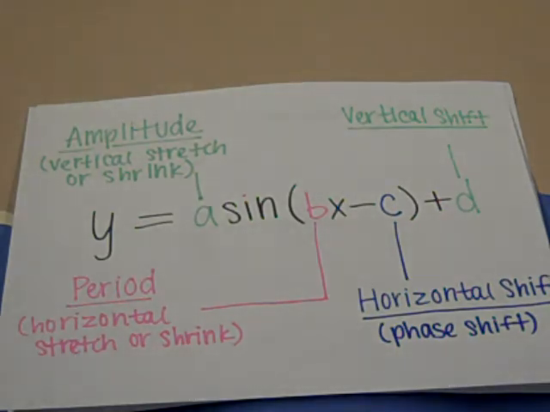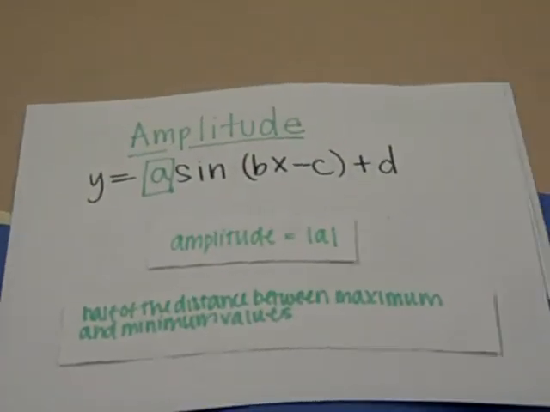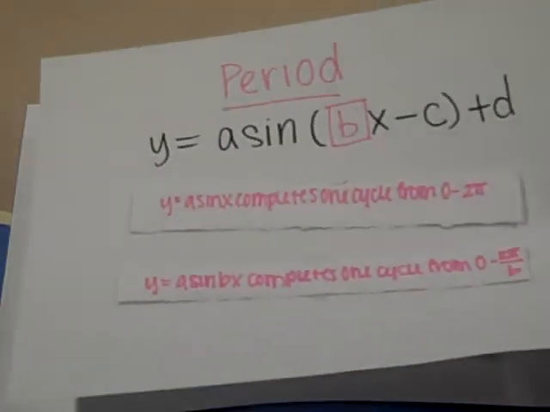The amplitude represents half the distance between the maximum and minimum values of the function and is given by amplitude equals the absolute value of a. The constant factor a in y equals a sine x acts as a scaling factor, a vertical stretch or shrink of the standard sine wave. If the absolute value of a is greater than 1, the sine wave becomes stretched. If the absolute value of a is less than 1, the wave is shrunk. This causes the range to go from negative 1 to 1 to negative a to positive a.